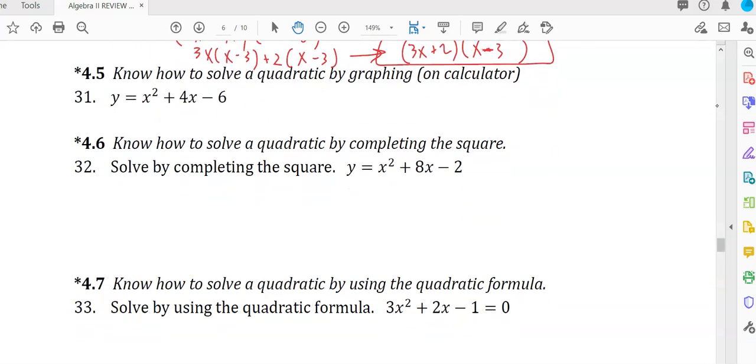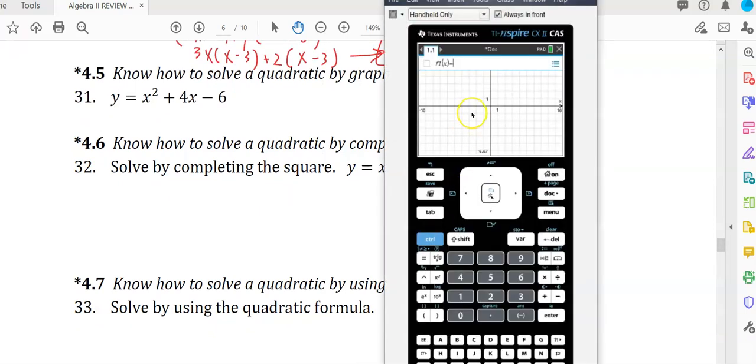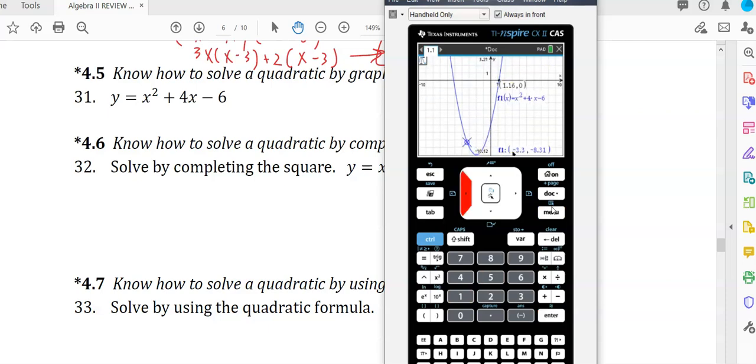Solve by graphing on a calculator. Okay, so get your calculator out, and we're going to type in x squared plus 4x minus 6. And so you can use the trace command, menu 5.1. Where's the 0? You're looking for the x value of that 0.